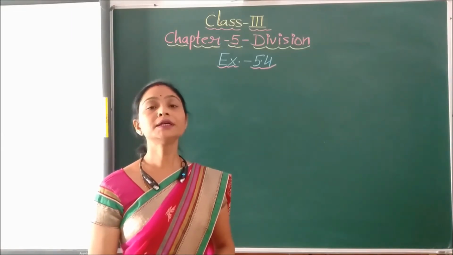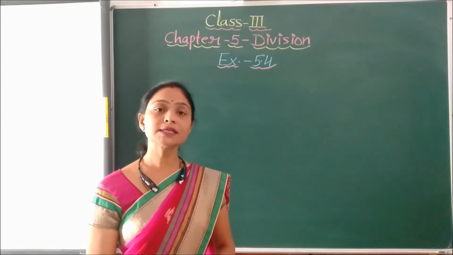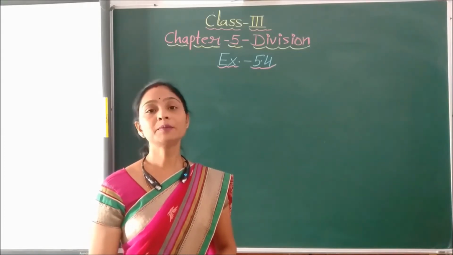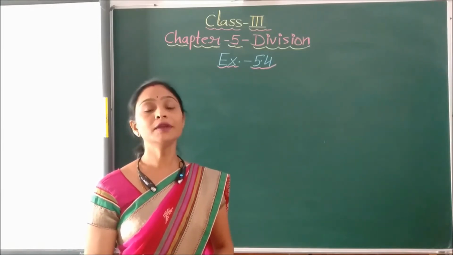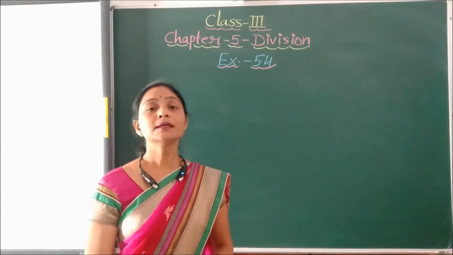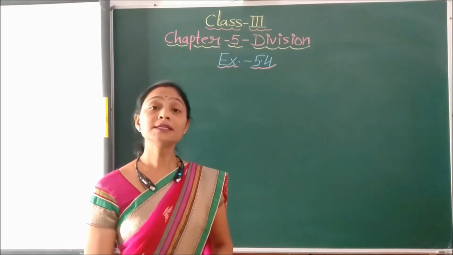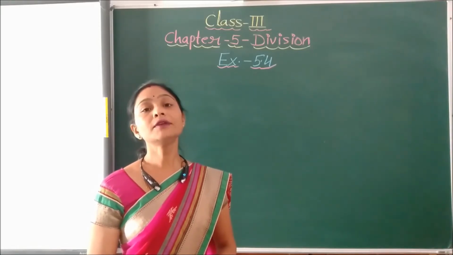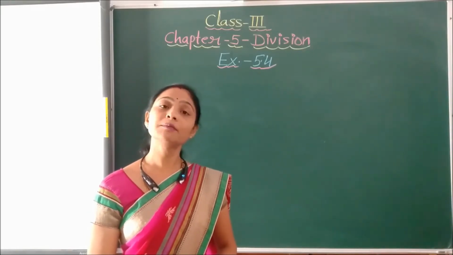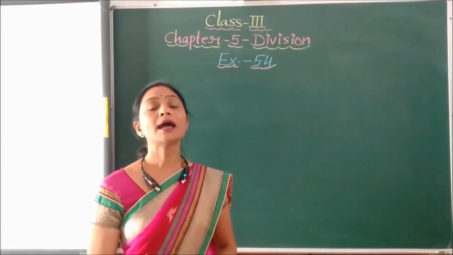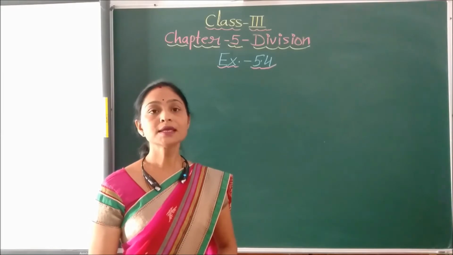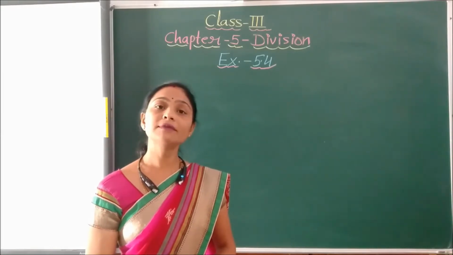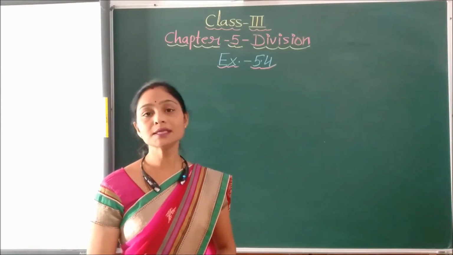In that we have learned division as repeated subtraction, means we have to subtract divisor from dividend till we are getting 0. Then we have learned division facts. Then we have learned division using multiplication tables, and then we have learned long division also. So this many topics we have learned already in our previous class.